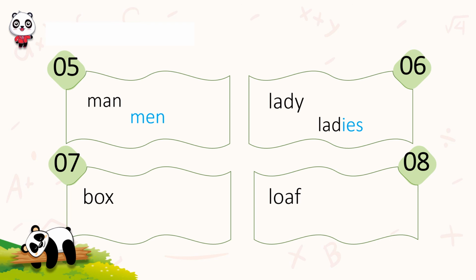Box. Ends with x. What should we do? We need to add es to the end. Loaf. Ends with f. So you need to change f. Remove f and add ves to the end. Loaves.